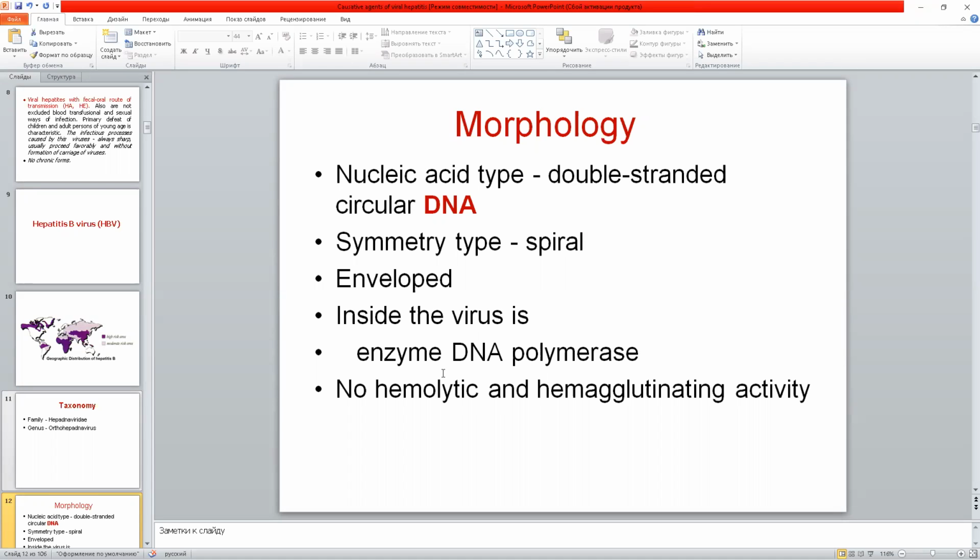And no hemolytic and no hemagglutinating activity, no hemagglutinins. It's important that if a virus has its own enzyme, most viruses have no enzymes, but some viruses have enzymes that are necessary for reproduction. And it is important for pharmaceutical faculty students. If a virus has its own enzyme necessary for reproduction, of course, chemicals are produced for destruction of this enzyme. Of course, it is produced.